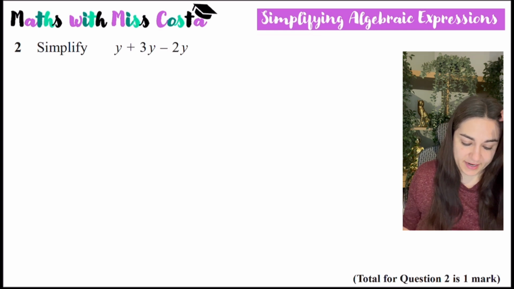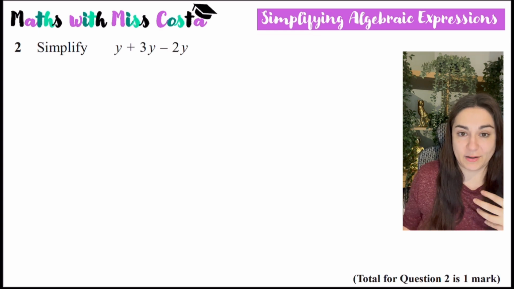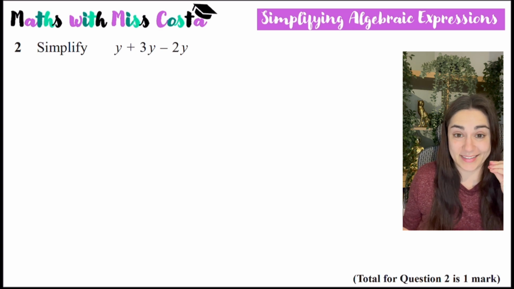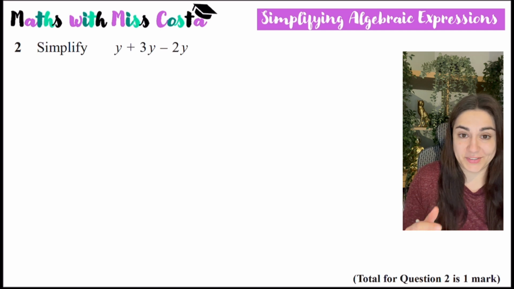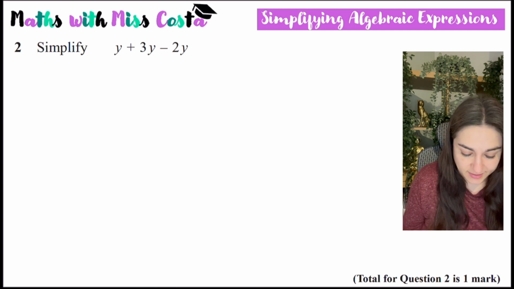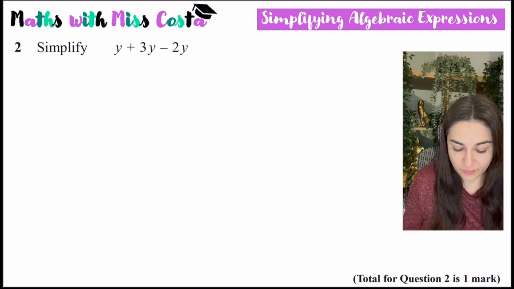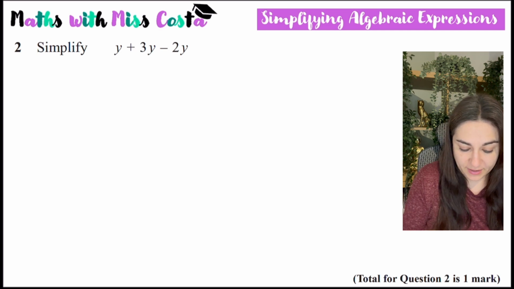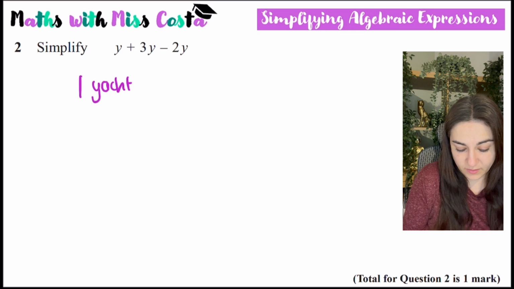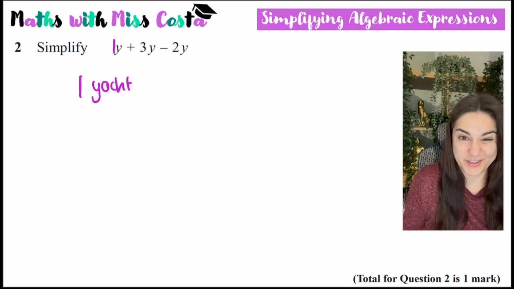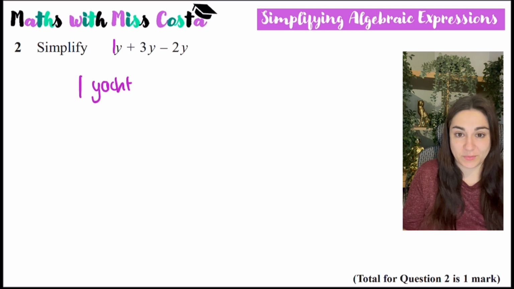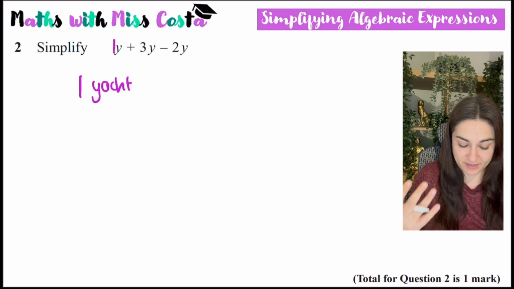Next, we're simplifying. When I'm simplifying an algebraic expression and it's using addition or subtraction, what I can do is actually imagine it's a real thing. So y plus 3y take away 2y. If I imagined that y was a yacht, I've got a yacht, and whenever I'm saying y, there's an imaginary 1 in front of that. I don't say I have one apple, I just say I have an apple. So whenever I have just one letter by itself, there's an invisible 1.